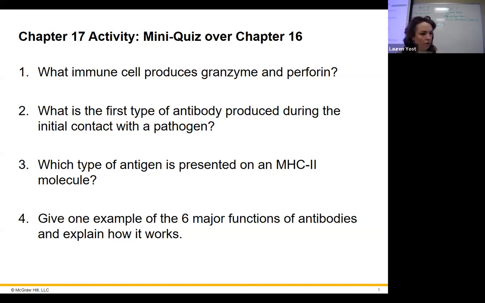Good job. So next one, what is the first type of antibody produced during the initial contact with the pathogen? That one's going to be IgM. It's always IgM first.